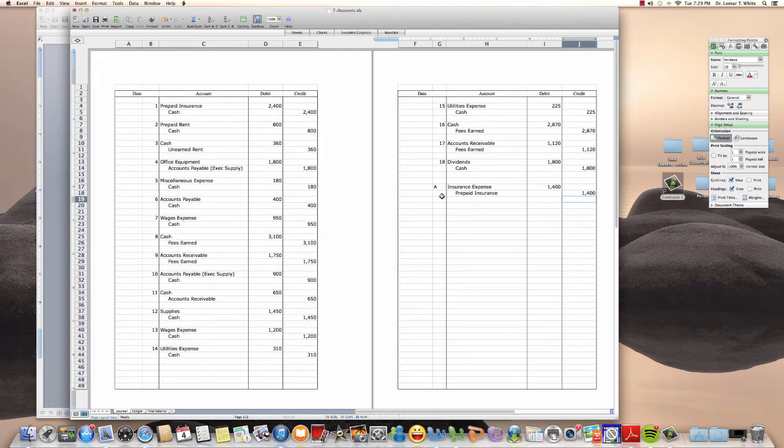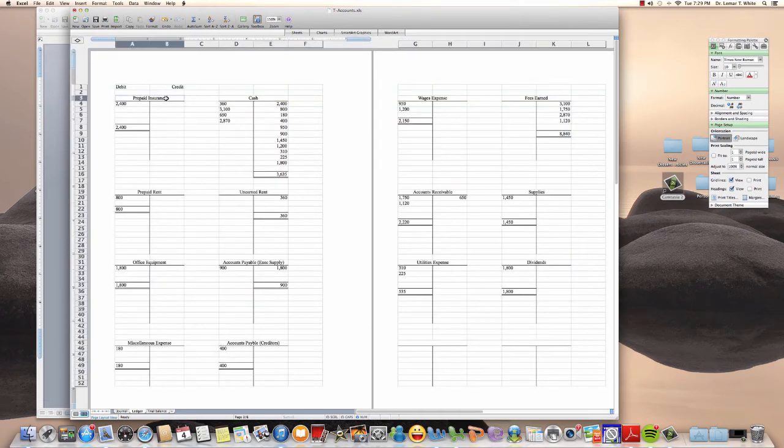Now whatever I do in my journal, I'm going to do in my ledger. So now I go to my ledger and I'm going to go to my prepaid insurance account, and I made a credit in my prepaid insurance account. I'm going to start it down here for $1,400. Okay? And I made a debit in the insurance expense account. I do not have an insurance expense account here. So I'm going to create an account called insurance expense. And I'm going to put a debit of $1,400.